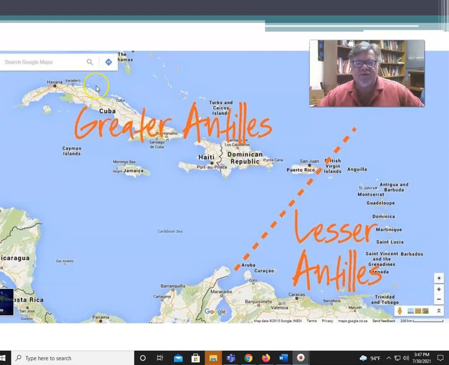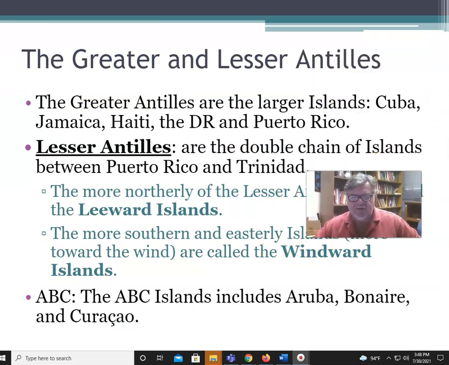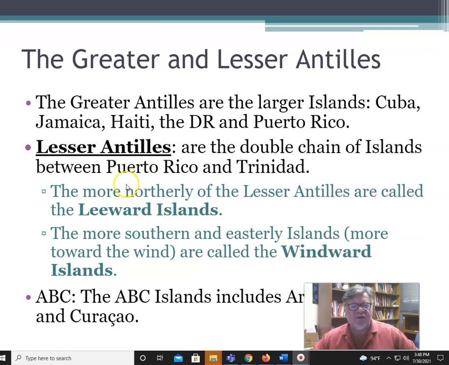So here's a picture of the Greater Antilles, as I've already mentioned, and the Lesser Antilles. The Lesser Antilles also divide into the Leeward Islands up near the top and the Windward Islands near the bottom. And Aruba, Curacao, Bonaire I don't see on here, Trinidad and Tobago. The Greater and Lesser Antilles, I've already mentioned this, so I'm kind of going back over it.